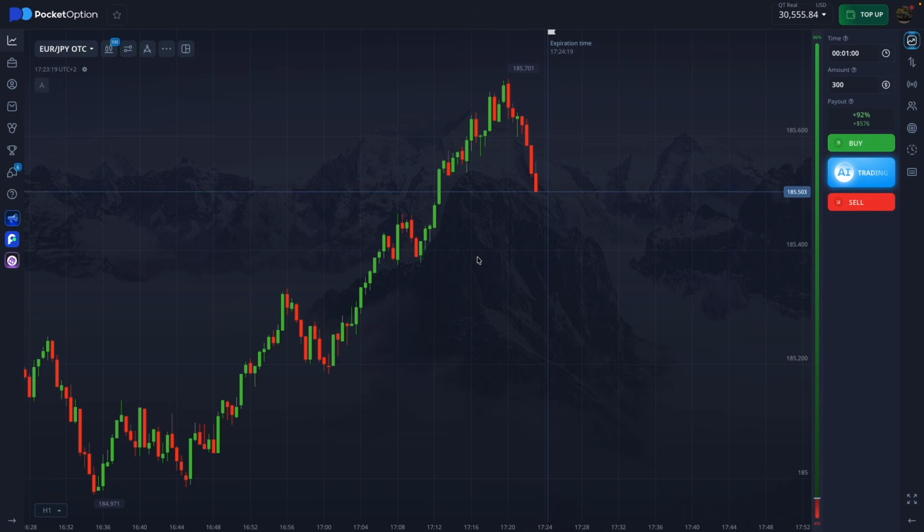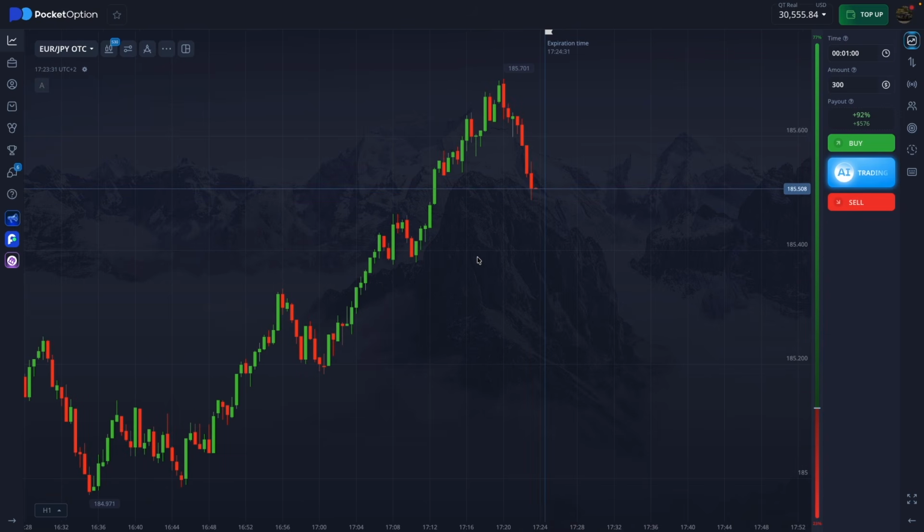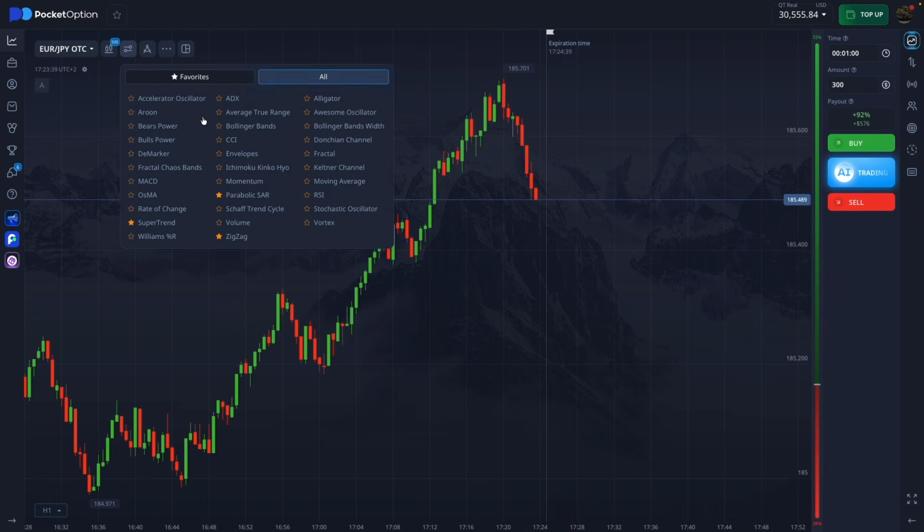And today, I need 3 indicators. I can work with this strategy on absolutely any charts. That means it can be OTC charts, currency pairs, cryptocurrencies, or stocks of some companies. I'm just going to show you how I set up the chart and how I work with this strategy. So, as I mentioned earlier, I'll need only 3 indicators.